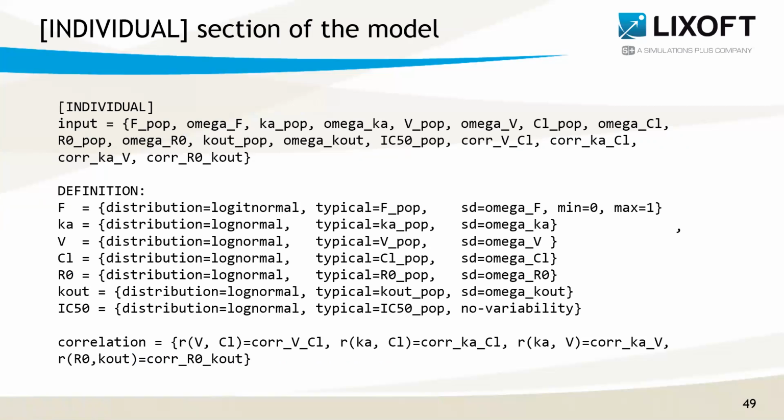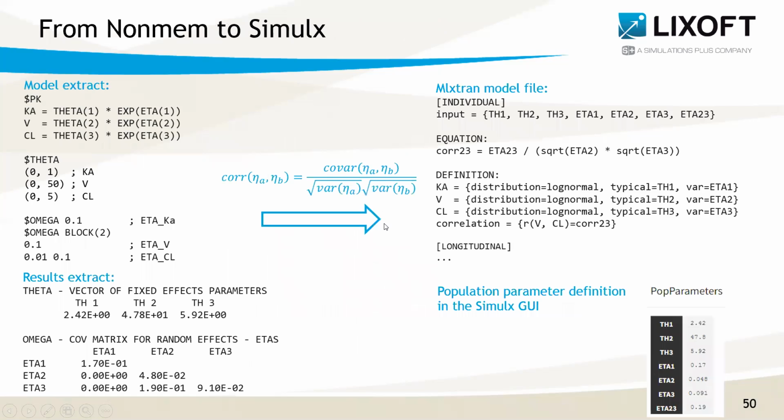So I was a bit too fast. That's a full model with the correlations. That's the same as I had before, except that I have this additional line and the additional correlations in the input. And now I would like to show you how to transfer your Nonmem model, where we generally define a variance covariance matrix, into Simulx.